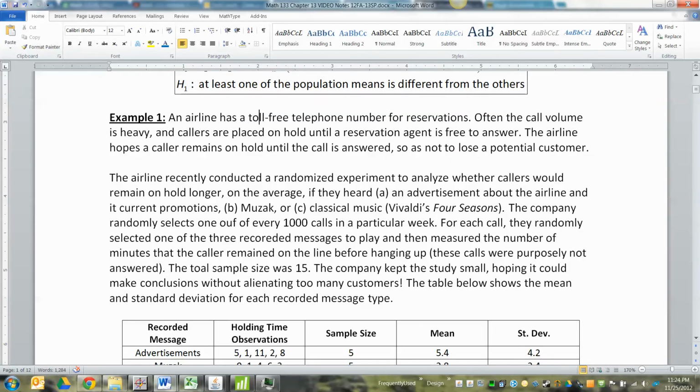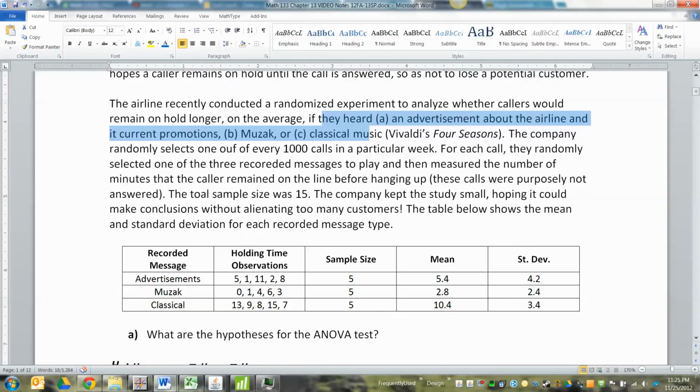Now let's give you an example. An airline has toll-free numbers for reservations. Often the call volume is heavy and callers are placed on hold until a reservation agent is free to answer. The airline hopes the caller remains on hold until the call is answered so as not to lose a potential customer. You can imagine. So they conducted a study to analyze when callers will hang on longer and when they'll hang up, right? So they listen to ads about the airline and its promotions, music, i.e. that lame elevator music kind of stuff, and classical music such as Vivaldi's Four Seasons, which is a great symphony.